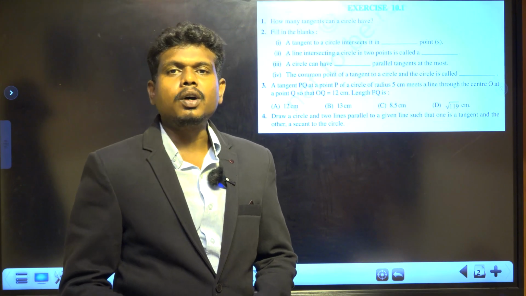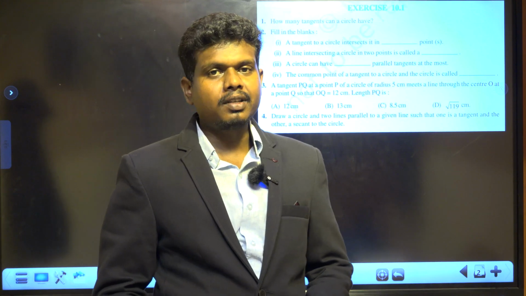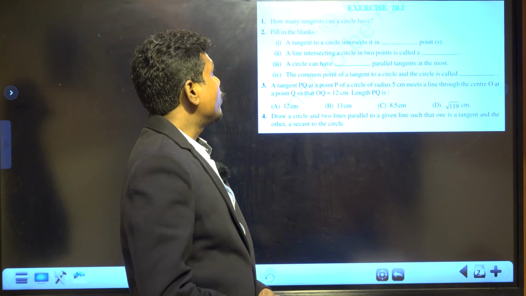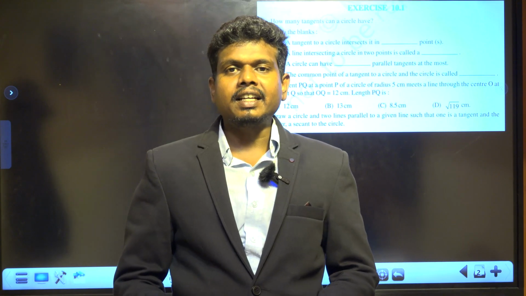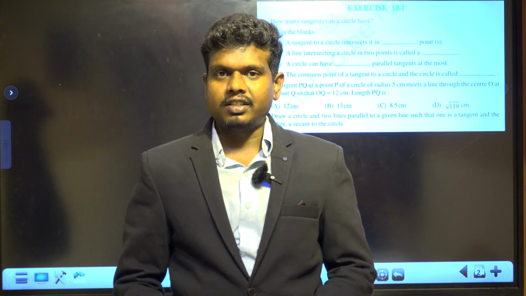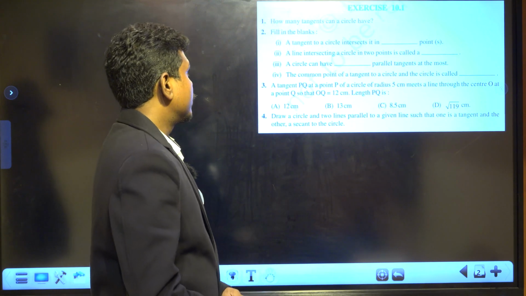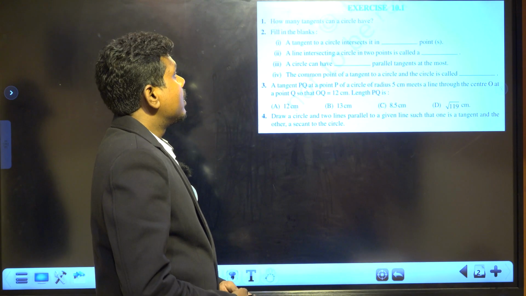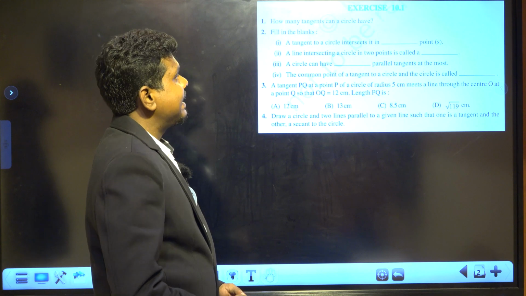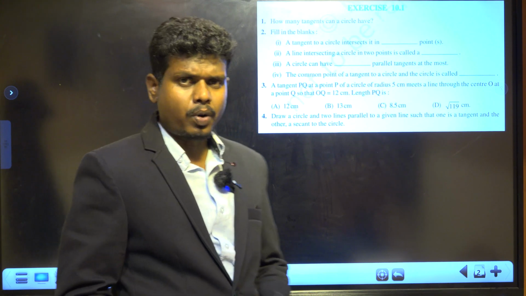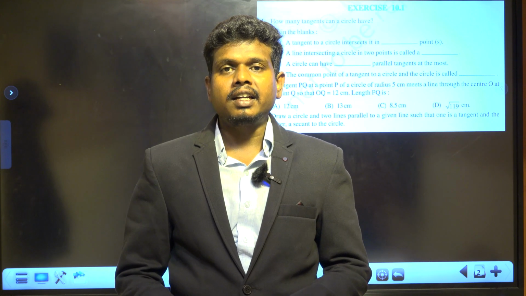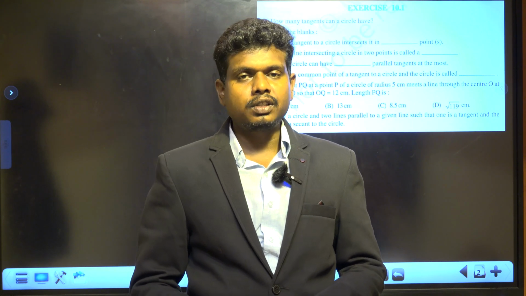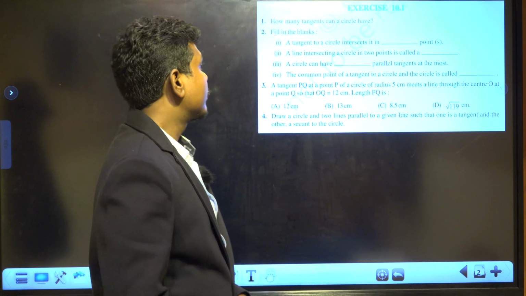Now, let us discuss exercise 10.1 from this chapter. The first question: how many tangents can a circle have? As discussed before, a circle can have infinite tangents. Question number 2, fill in the blanks. A tangent to a circle intersects it in dash points. We know that a tangent touches the circle at one point, so the answer is 1.